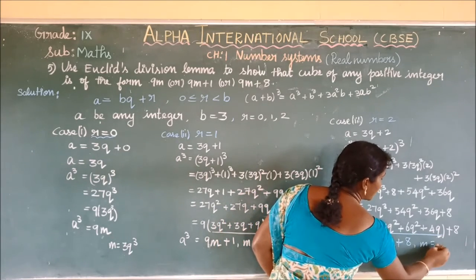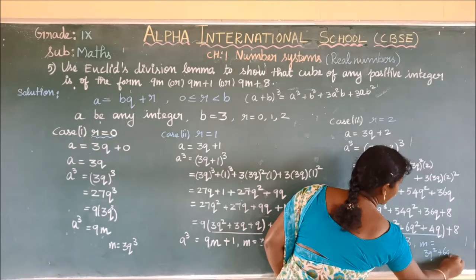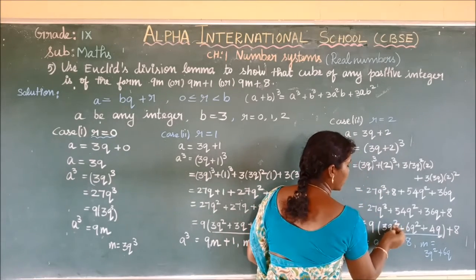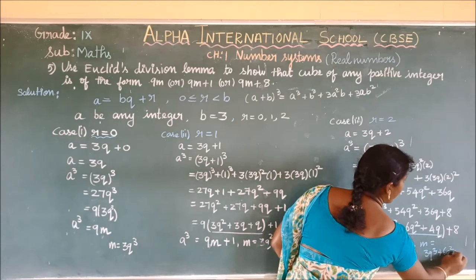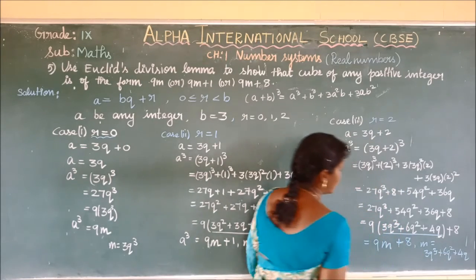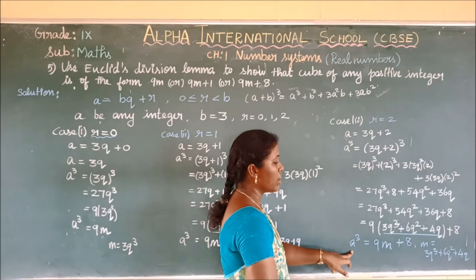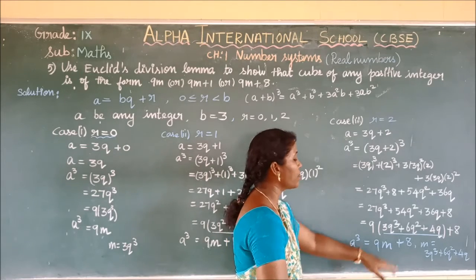So m is equal to what? 3 q square plus 6 q. Here we are having cube, so you have to replace cube here. So 3 q cube plus 6 q square plus 4 cube. See here the third case also. If you are taking the cube of the number, for some integer m, we are getting the answer in the form of 9m plus 8.